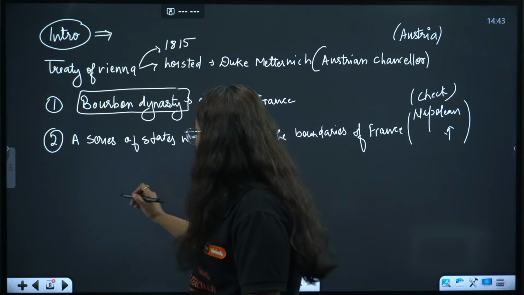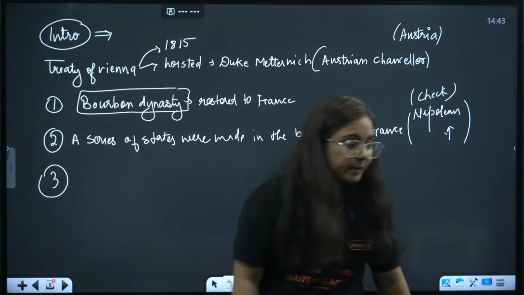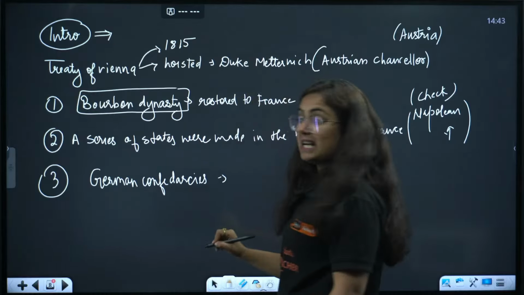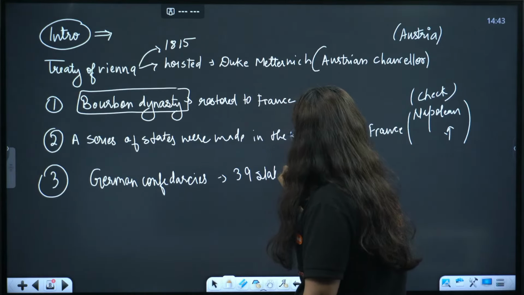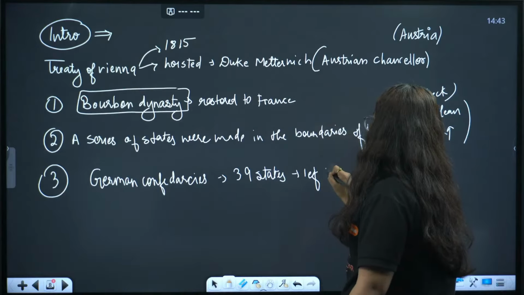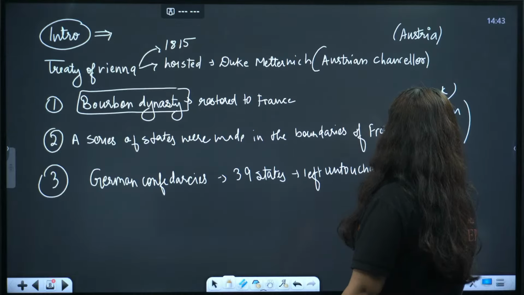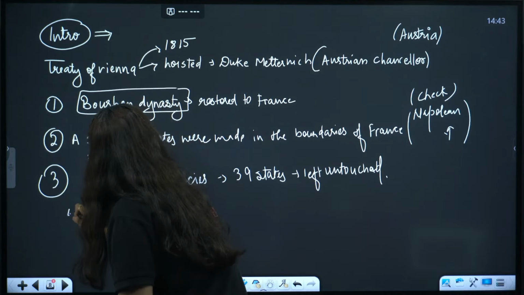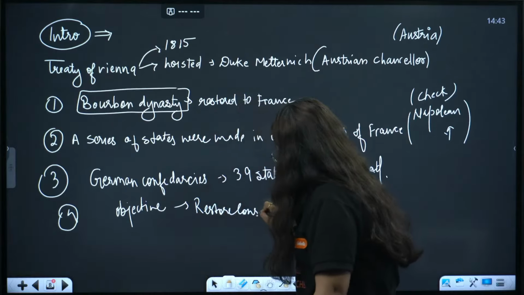Get my point? Okay. The third thing we can write here is the German Confederacy. The German confederacy that was made by Napoleon, which consisted of 39 states, was left untouched. Here we can write, they were left untouched. So what was the objective? The objective was to restore the conservative regime.